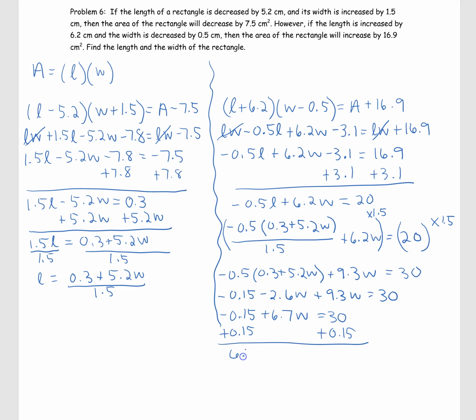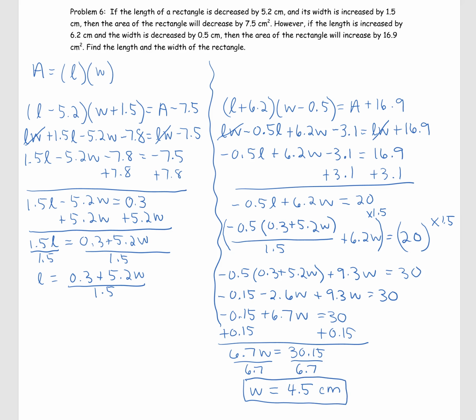That gives me 6.7 W equals 30.15. Now dividing by 6.7 on both sides of my equation, I get W equals 30.15 divided by 6.7 is 4.5. And remember that all our terms here are in units of centimeters, so this is 4.5 centimeters equals W, which is my width of my rectangle.